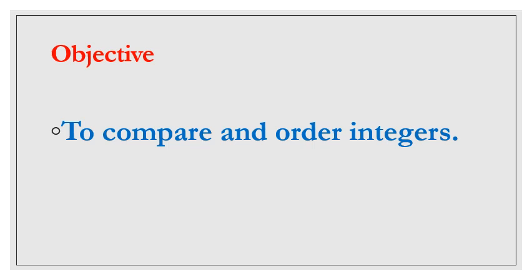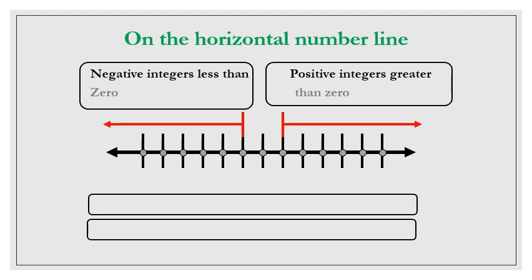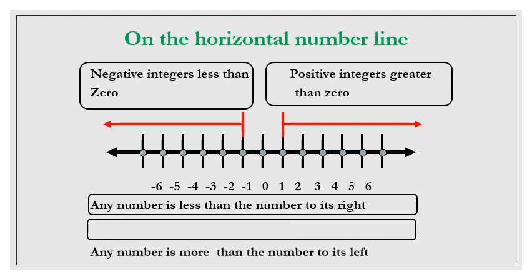The objective is to compare and order integers. If I want to compare integers on the horizontal number line, I look to the numbers.